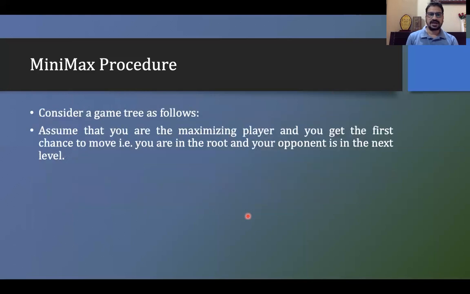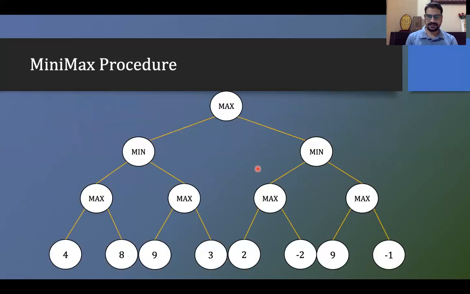If we consider a game tree and assume that the maximizer is you, and you get the first chance to move, you are in the root node and your opponent is in the next level. So you are the maximizer and your opponent is the minimizer. You are in the root node, after that your opponent is there, again you are there, and in that way it goes on. Let's see with the help of this example.